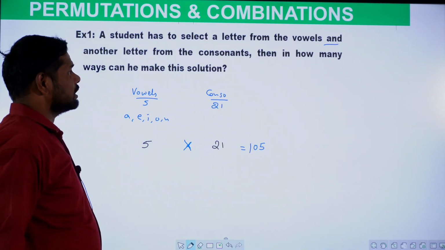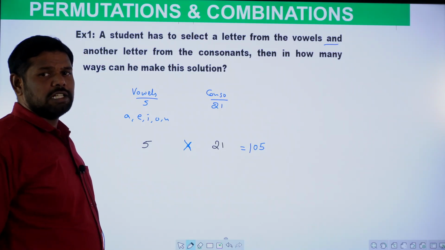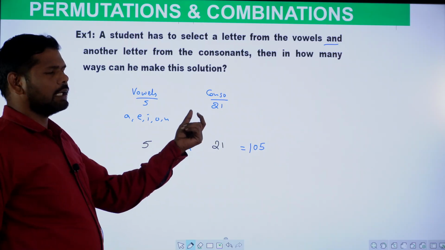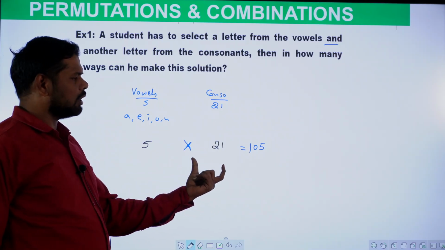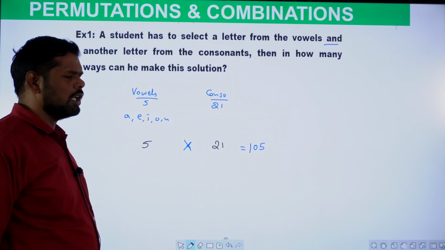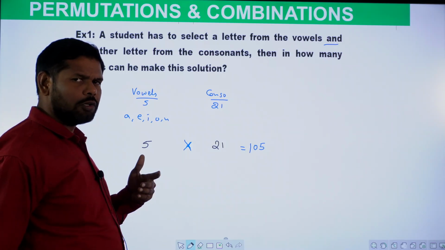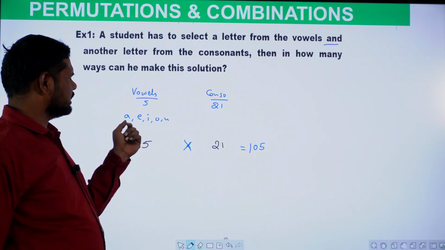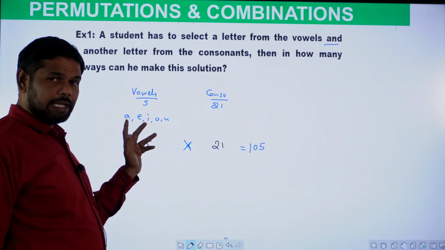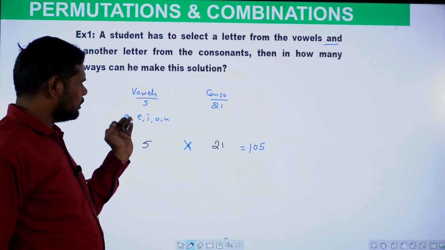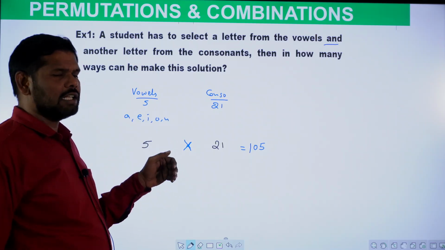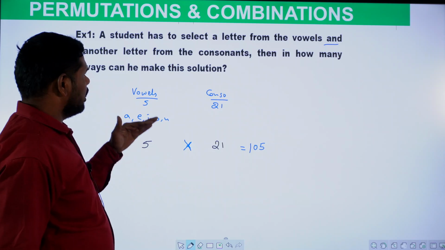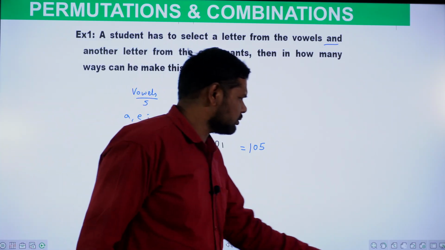So a student has to select one letter from vowels and another letter from consonants. In overall how many ways? 105. All the possibilities we are also ready to identify: A B, A C, A D, A F, A G, A Z. Similarly E B, E C. Like that so many different types of combinations we can select.